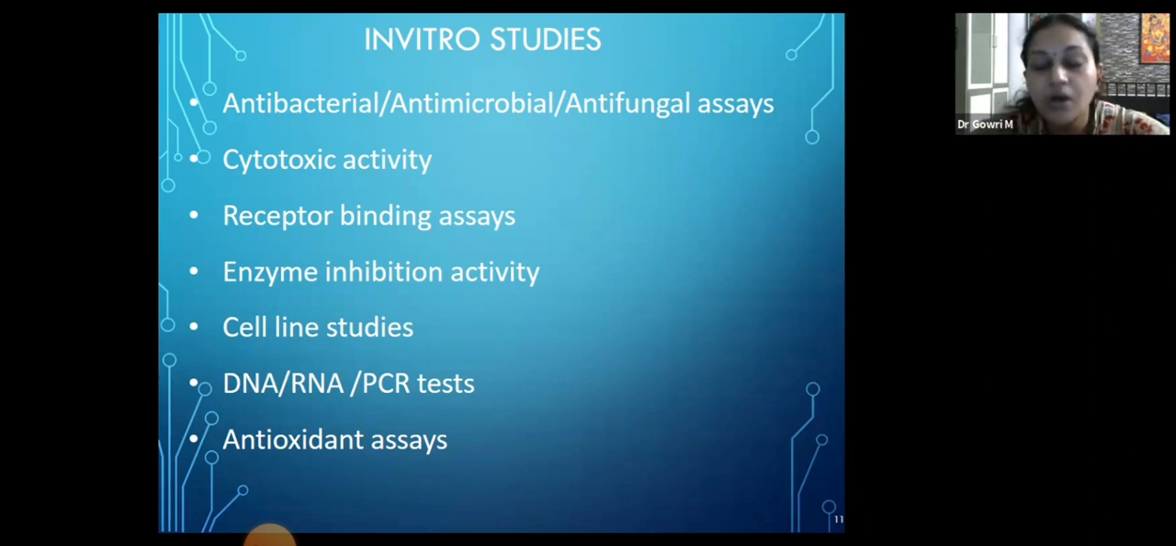If we want to understand the action of a particular drug in the heart, we will take heart cell lines. If we want to understand the effect in the pancreas, we will take pancreatic cell lines. So the corresponding cell lines would be taken, and this primary study would be done in order to establish the efficacy or activity of a particular drug. So this is a primary study involved.